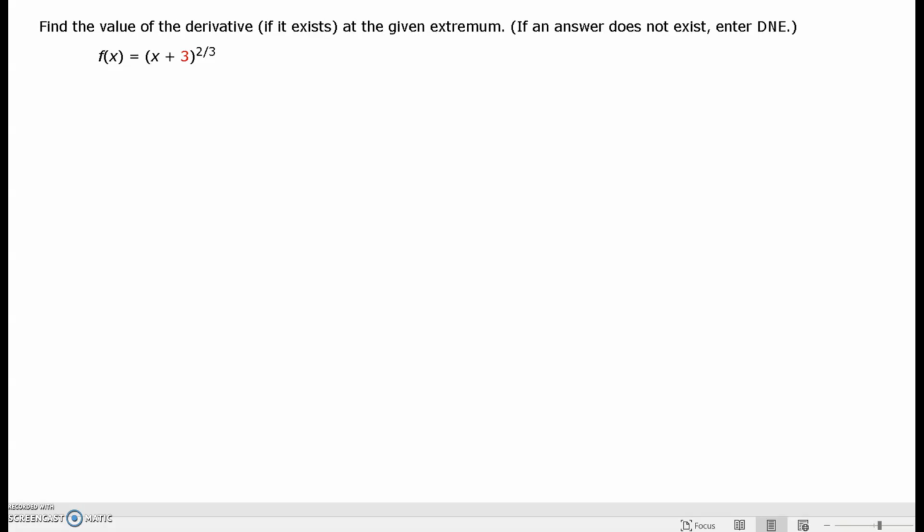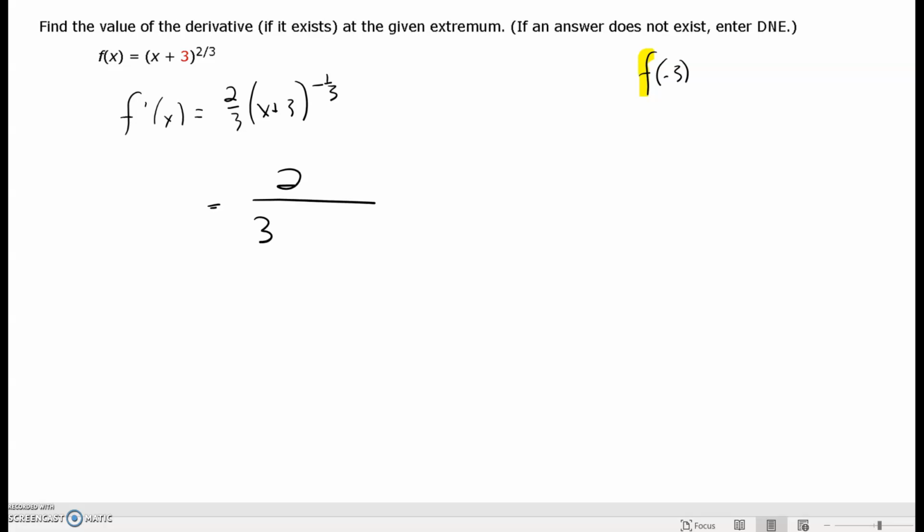Find the value of the derivative if it exists at the given extremum. And that is f of -3 is what they're interested in. Okay, so I take the derivative. And then I investigate. So that would be 2 over 3 cube root of x plus 3.